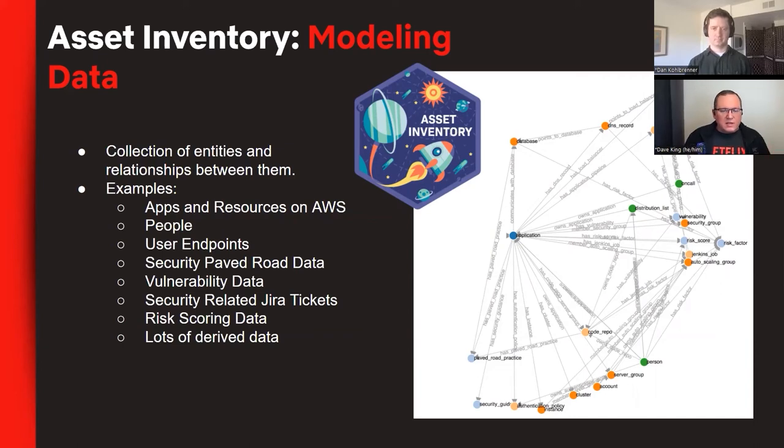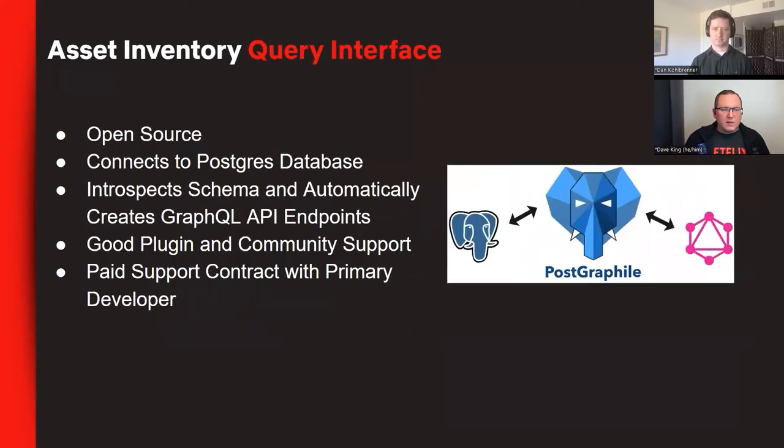And so, starting with the data model, we looked at various different things, and we landed on this product called PostGraphile. At Netflix, our deployment of this is called Asset Inventory Query Interface. This is an open source product. You basically set up a Postgres database with relationships between different things, connect this to it, it introspects and builds out a GraphQL endpoint. If you're not familiar with GraphQL, it's basically an API that allows you to specify exactly what you want back. So instead of getting a default set of things back, you specify which things. You can walk through these relationships really easily, to whatever level you want.